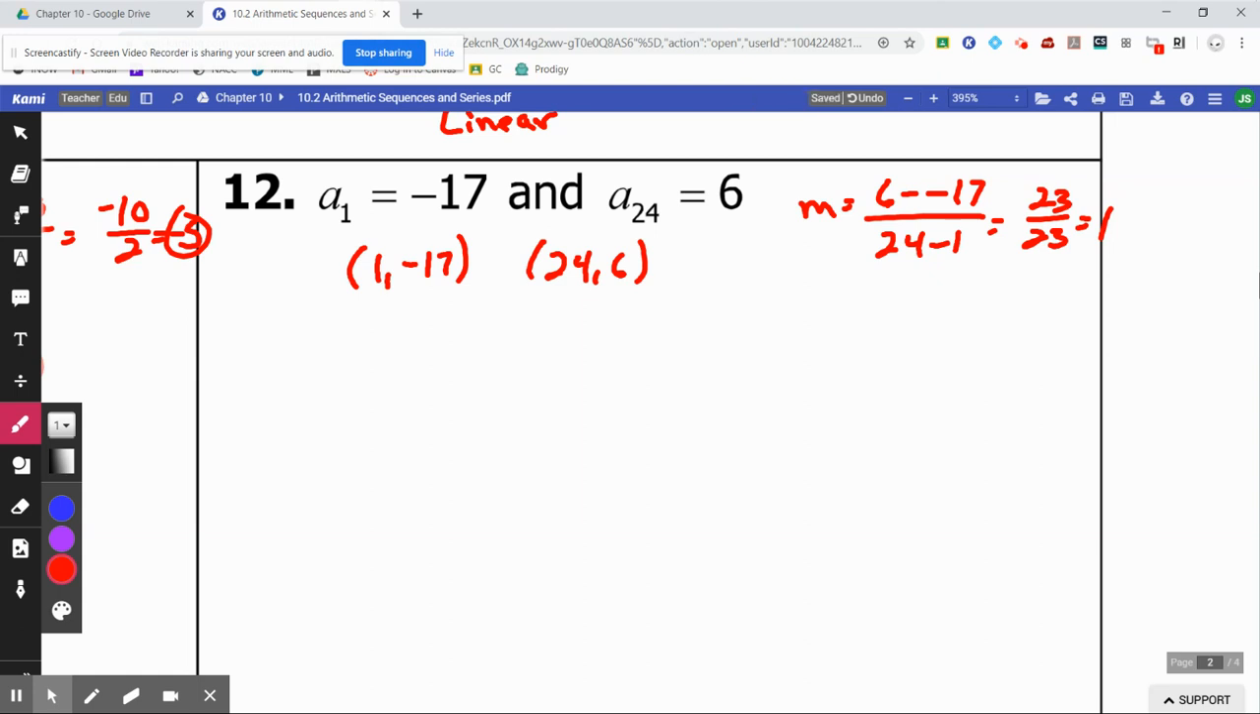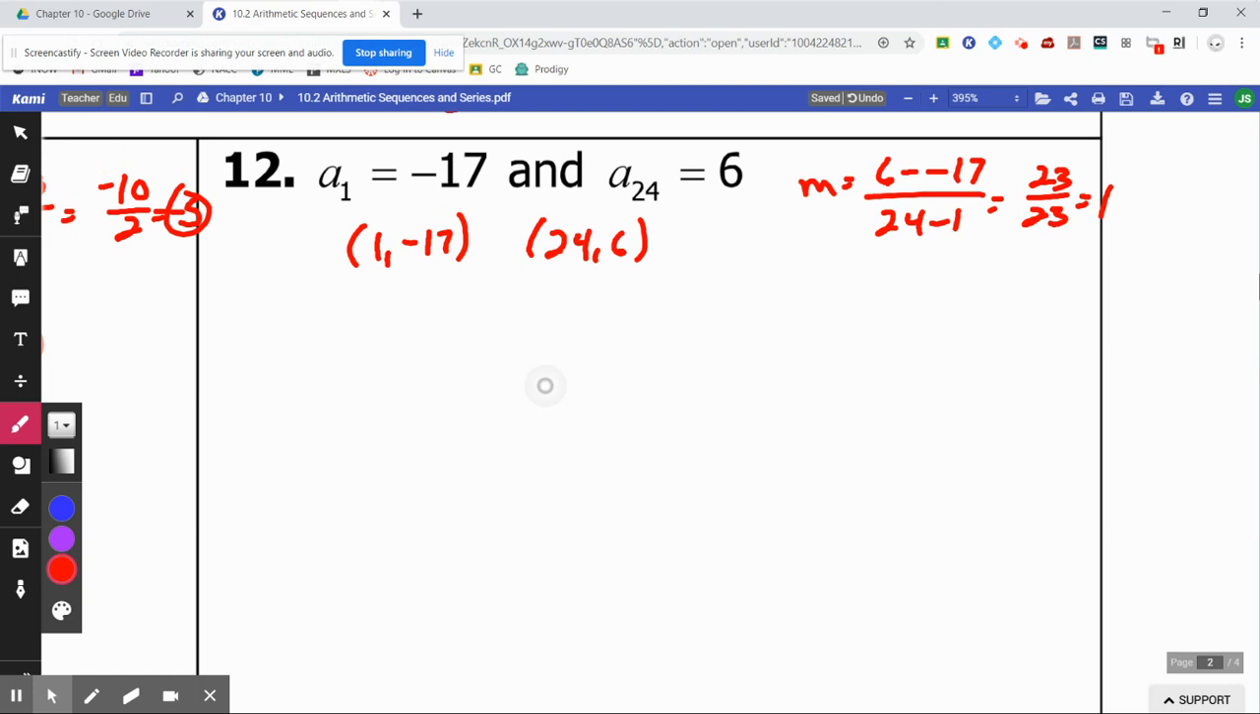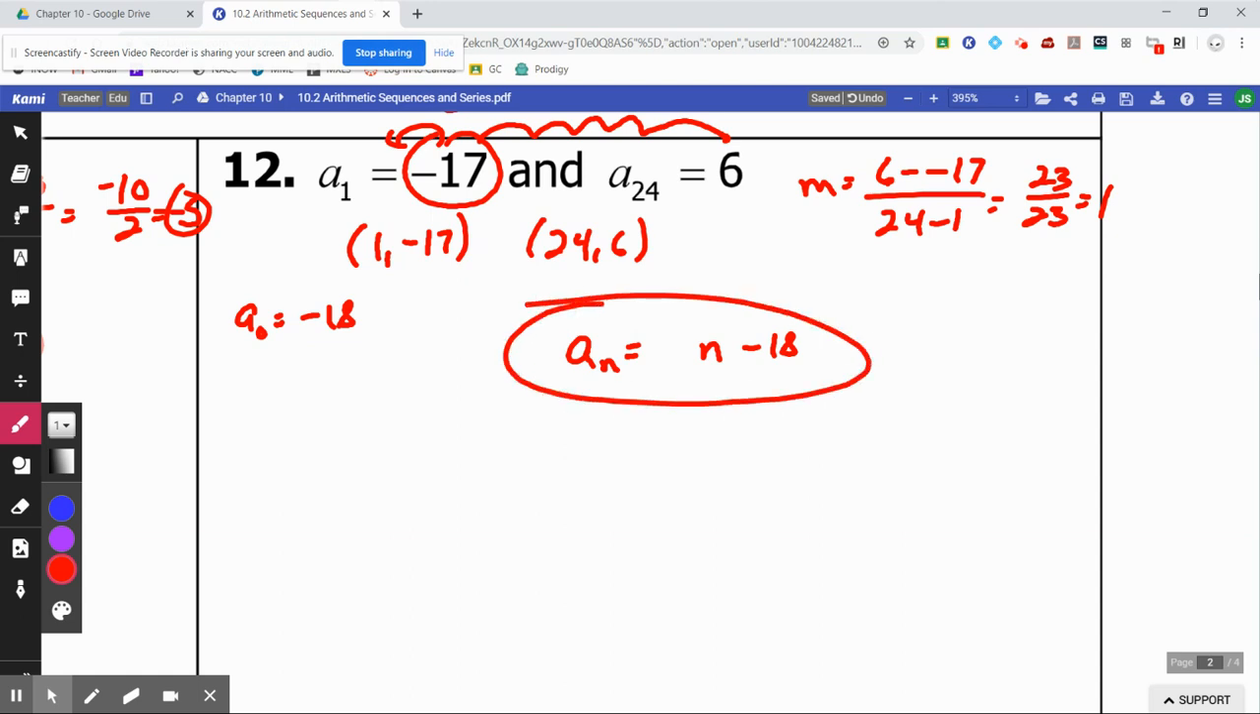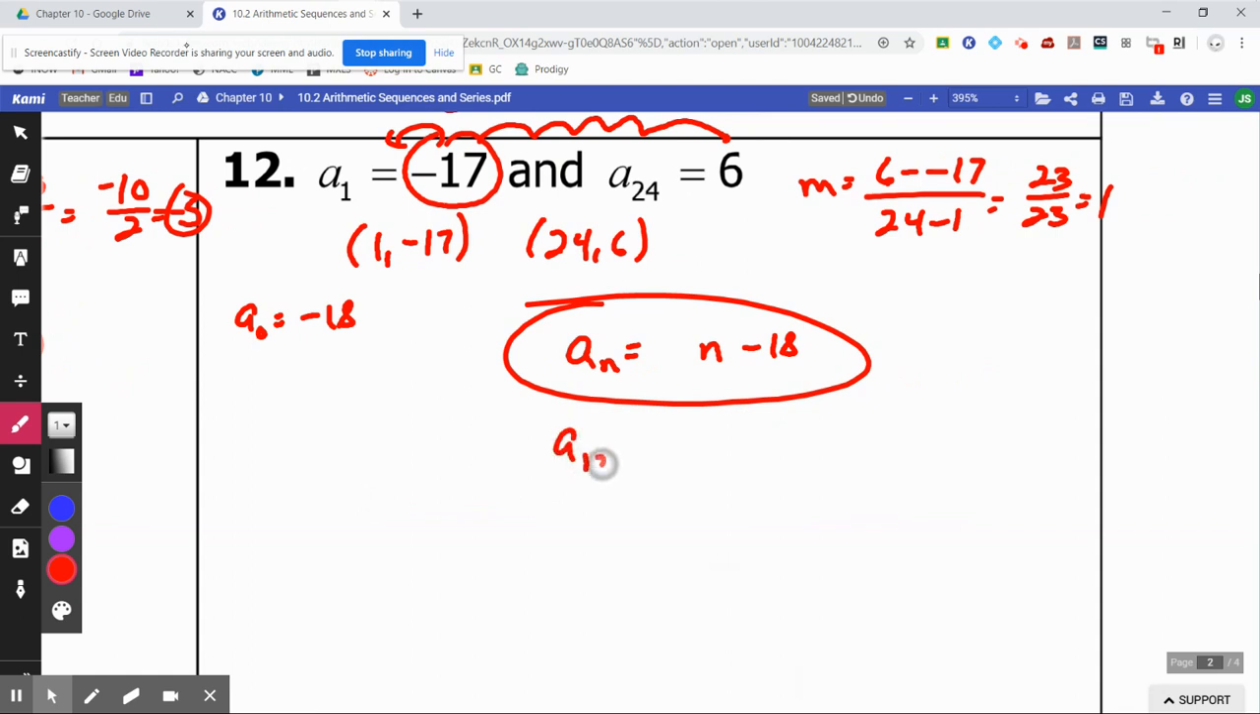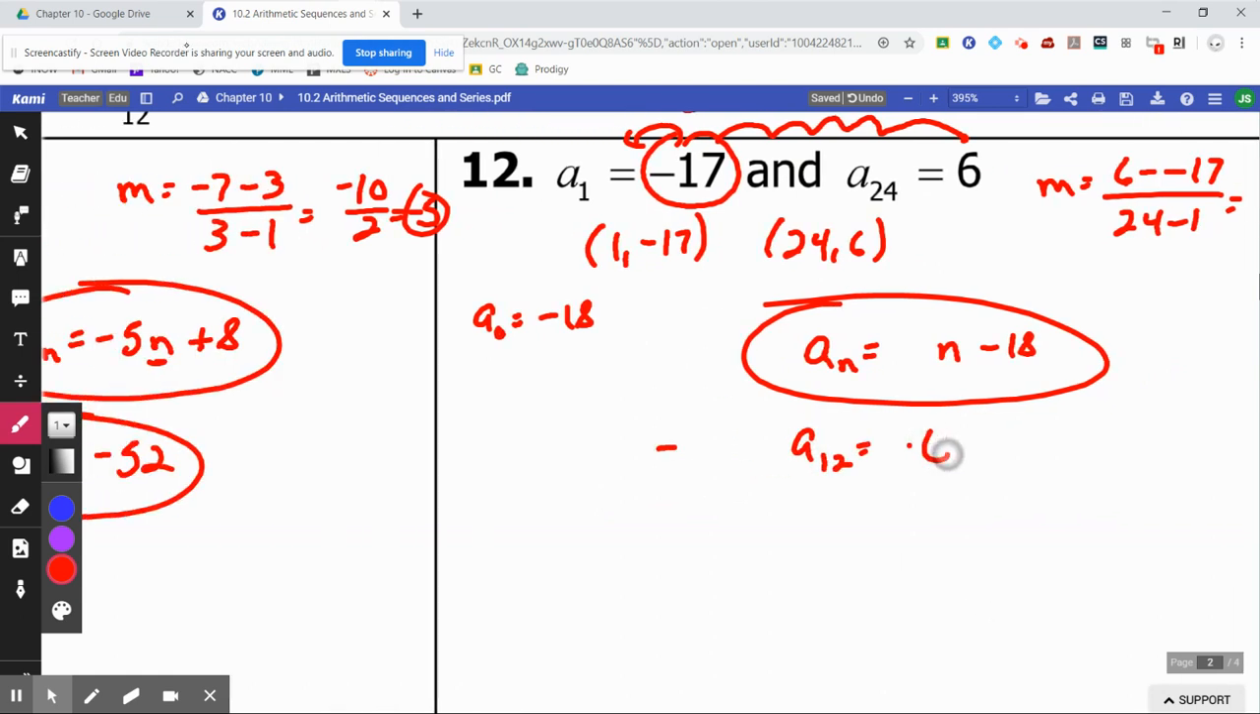So what are you doing? You're counting up 1 each time is all you're doing here. If your first term is negative 17, what would that 0 term be? Well, subtract 1. Since you're adding 1 each time to get to here, to go backwards 1, let's subtract 1. That'd be negative 18. So therefore, my formula would be y equals mx plus b, or in this case, a sub n equals 1n minus 18. There's your formula. So what term are we finding? The 12th term, a sub 12, would be 12 minus 18, which is negative 6.